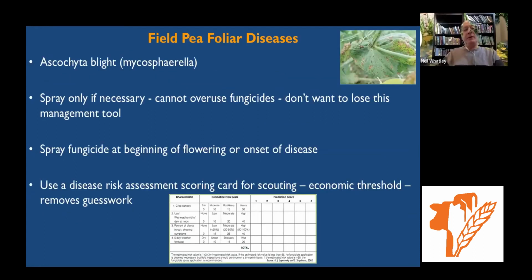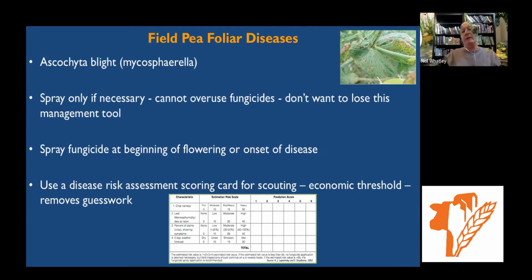Field pea foliar diseases, ascochyta blight or mycosphaerella, are still problematic. We haven't been able to get on top of it with plant breeding. They encourage us to spray only if necessary because we can't overuse fungicides. We're getting resistance from diseases, so we don't want to lose this management tool. Spray the fungicide at the beginning of flowering or the onset of disease.